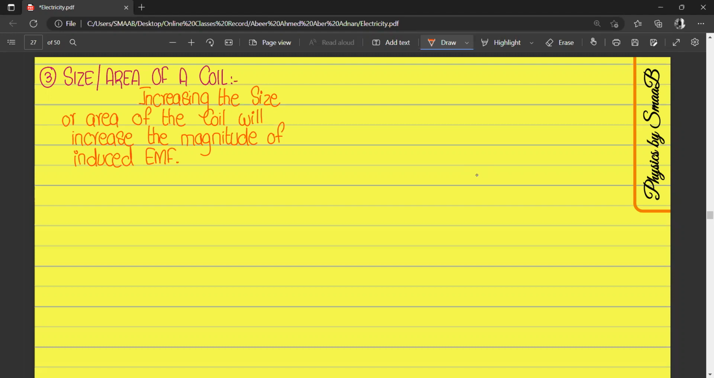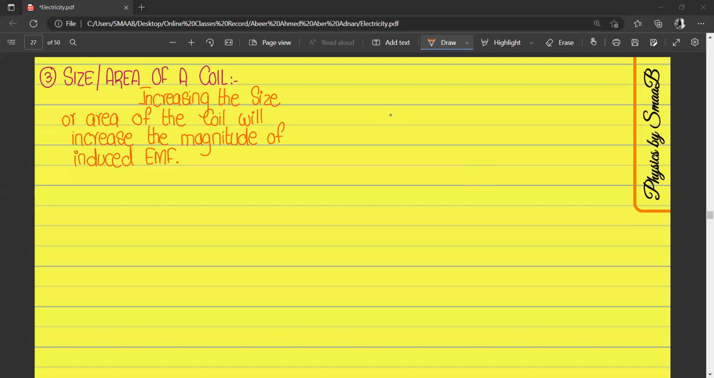And the reason was the same, that if the area or the size of the wire will increase, so there will be more area or more size of the wire that will cut the magnetic field, so there will be a great change in the magnetic field. So that's why there will be a high magnitude or greater magnitude of the induced EMF in the wire. Okay. Any other factor?